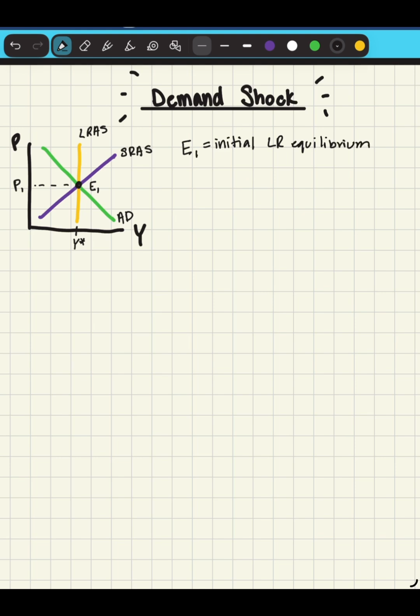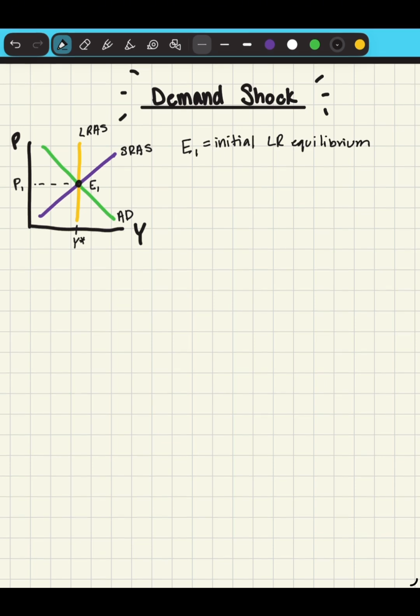Then we are going to choose a factor that would shift the aggregate demand line. So one example is possibly housing prices increasing. So we're just going to put that. And then this would cause wealth to increase. And if wealth were to increase, this would increase consumption, which is a component of aggregate demand, which would shift aggregate demand to the right. It would make it increase.